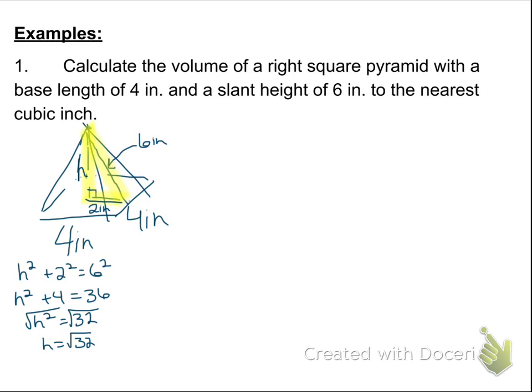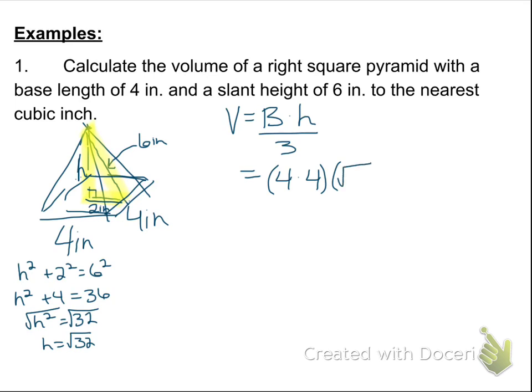So now when we go to find the volume, we know it is the area of the base multiplied by the height and then divided by 3 because it is a pyramid. So what is the base in this case? The base is a square. We've got a square on the bottom here. So the area of a square, well, length times width, in this case 4 times 4. Multiplied by the height of the pyramid, which in this case is the square root of 32. And then we're going to take that and divide it by 3.